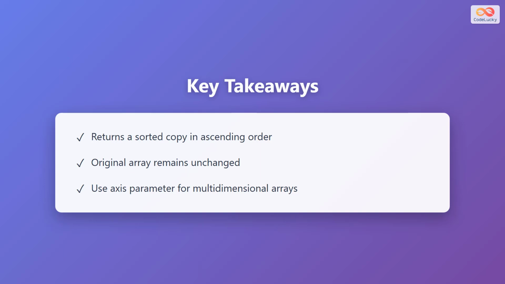Let's recap the key points. First, np.sort returns a sorted copy in ascending order, organizing your data from smallest to largest. Second, the original array remains unchanged, so your source data is always preserved. Third, use the axis parameter for multidimensional arrays to control whether you're sorting rows or columns. Understanding these fundamentals will help you effectively organize and analyze your NumPy arrays.